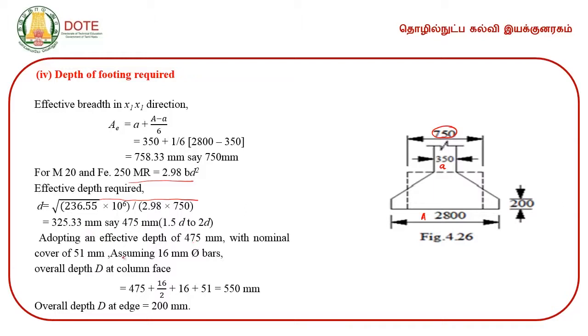Adopting the cover and the diameter of bars, the total depth of the footing at the face of the column is found to be 550 mm, and at the edge it is 200 mm.